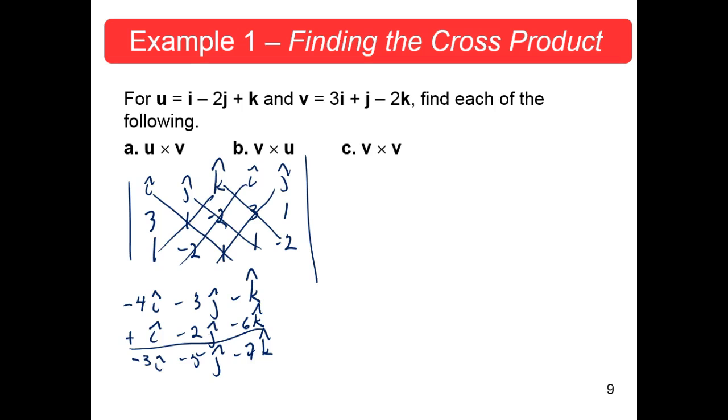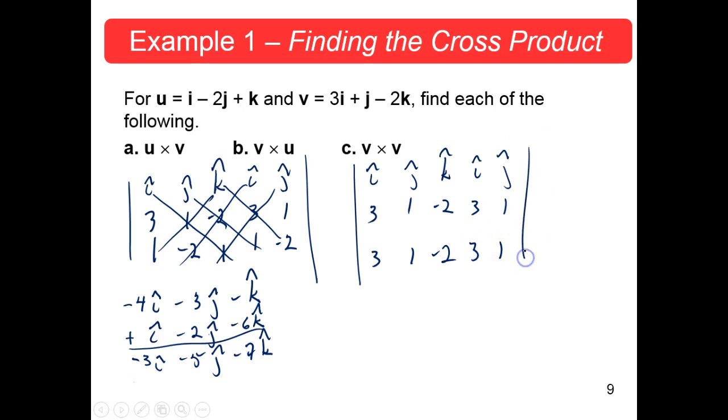Now let's do v cross v. Okay? So again, we start off with your i, j, k, and repeat the first two columns, i and j. Okay? And then it's v cross v, so that's going to be 3, 1, negative 2, repeat the first two, 3, 1. V cross itself, that's going to be 3, 1, negative 2, 3, 1 again. Okay? Now let's go to town.